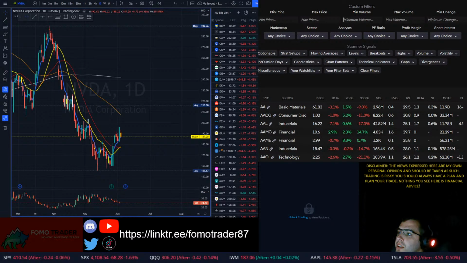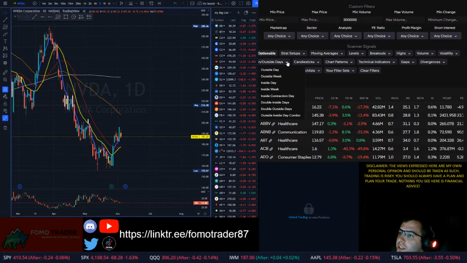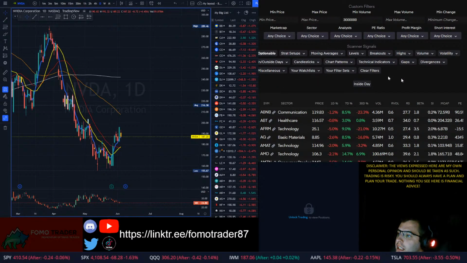And then under minimum volume, I'm going to put 3 million. I'm going to select optionable under scanner signals. And then I'm going to come over here to the inside outside days and we're going to look for inside days. Then I am going to sort from greatest to least by the volume column.